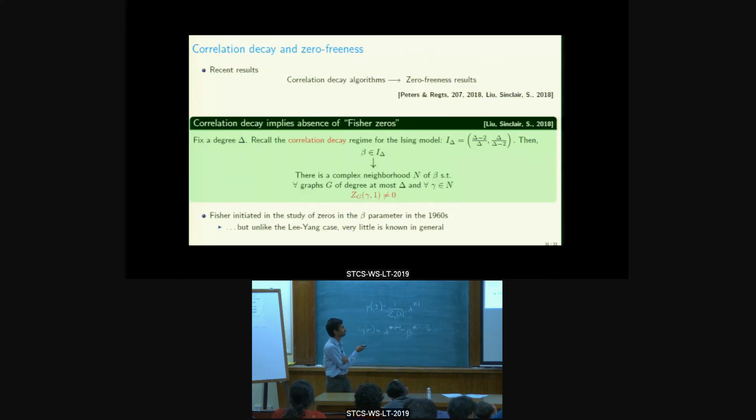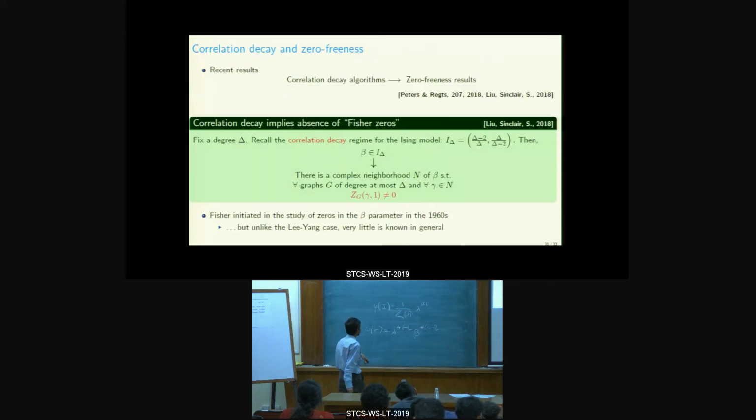So one can show, for example, so the Lee-Yang theorem was looking at zeros in the lambda parameter. The question of studying zeros in the beta parameter for fixed lambda has also been asked by Fisher in the 1960s, but there much less is known, especially for general graphs. So we showed that one can use correlation decay to prove some results about zero-freeness in these zeros.